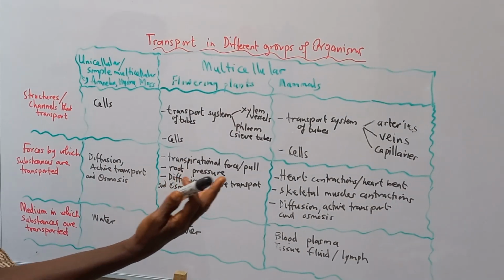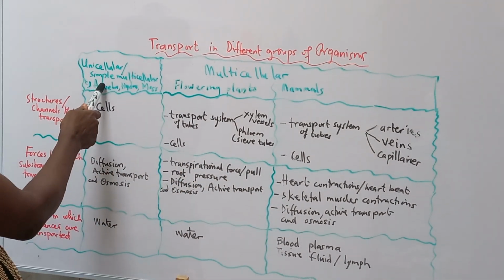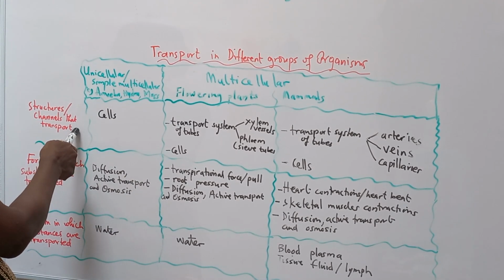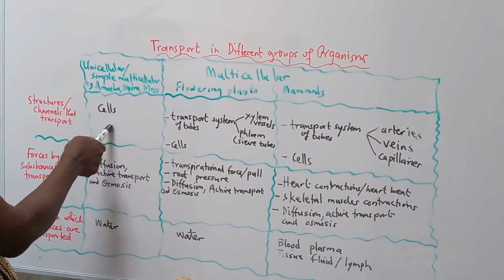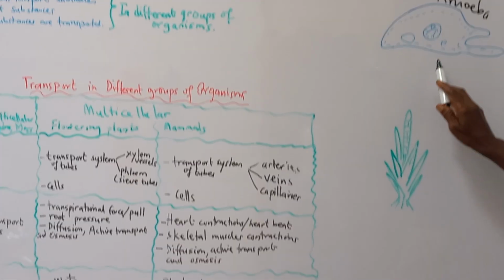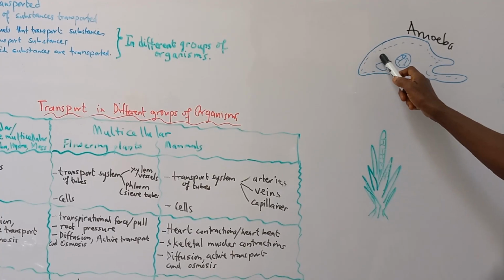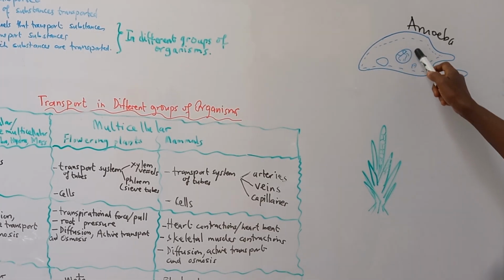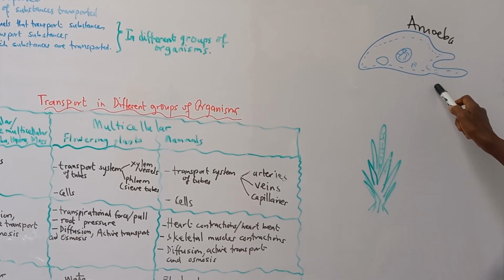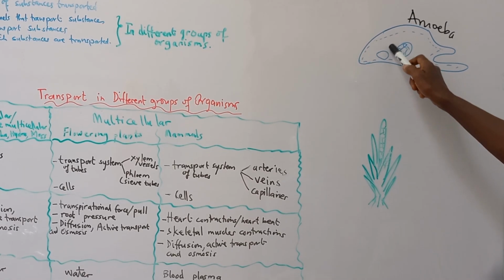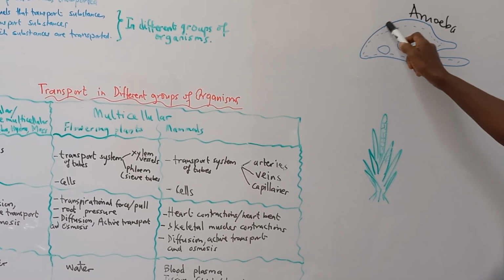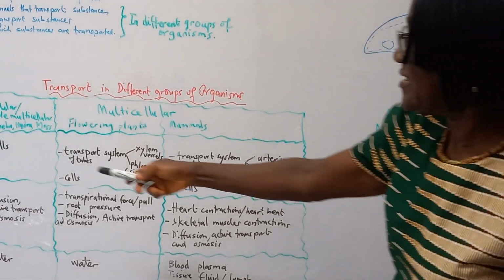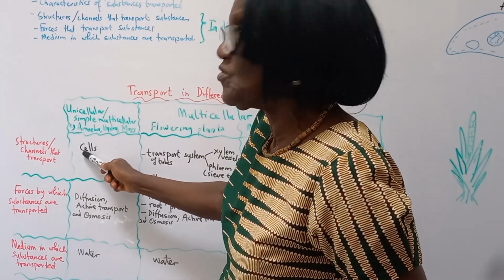There are differences. Well, in unicellular or simple multicellular ones, the structure or channel that transports substances is the whole cell. For instance, you have this amoeba here. Nutrients that move in are transported in the cytoplasm. Metabolic waste will be transported out, and other substances like enzymes and hormones are transported in the same cell. So the structure or channel that transports the substances will be the cell.